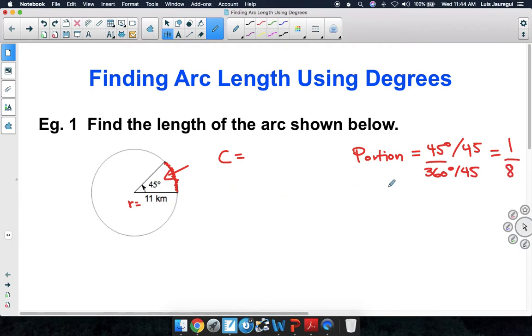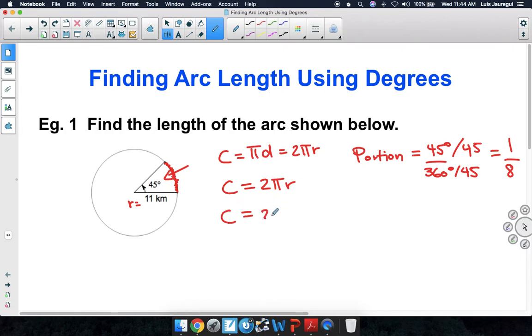And now that we have that, we can go ahead and find the actual circumference of the circle. Recall that the circumference can be found with the formula circumference is equal to pi times the diameter, or circumference is equal to 2 pi r. In this case, since I'm provided with the r, I'm going to use the formula circumference is equal to 2 pi r.